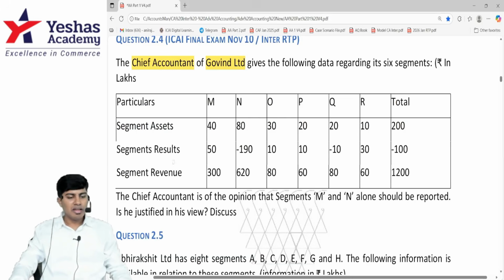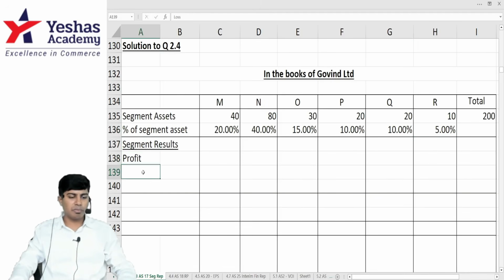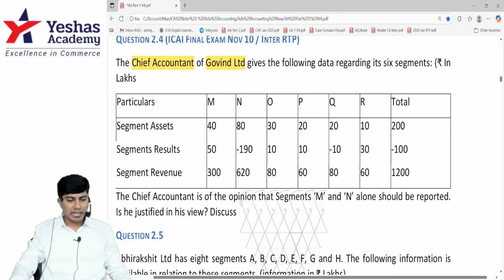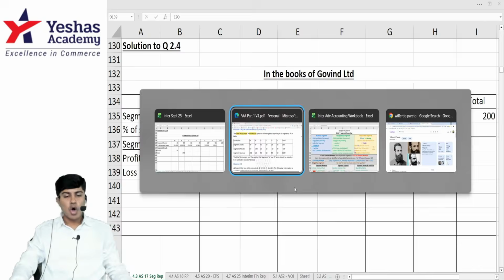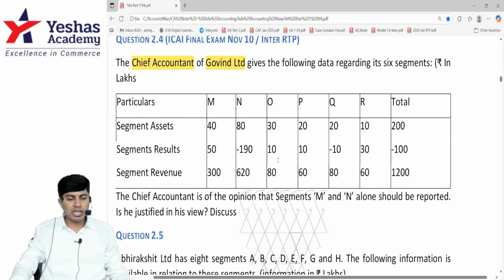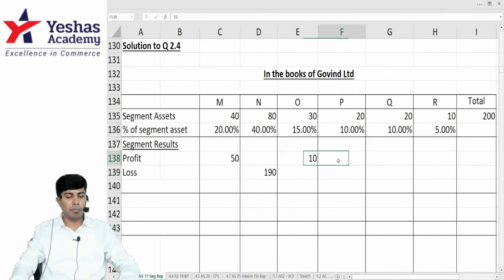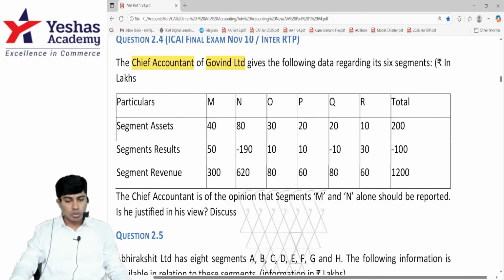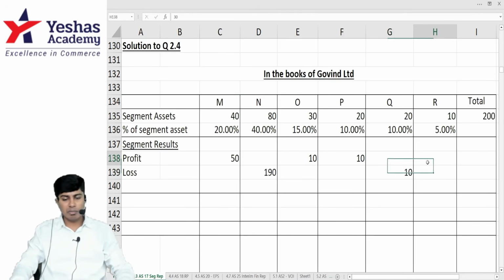Segment result. I would write profit and loss separately. M, profit of 50. N, loss of 190. O, P, profit of 10 and 10. Q, loss of 10. R, profit of 30.